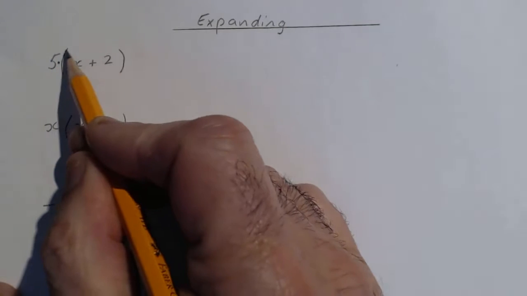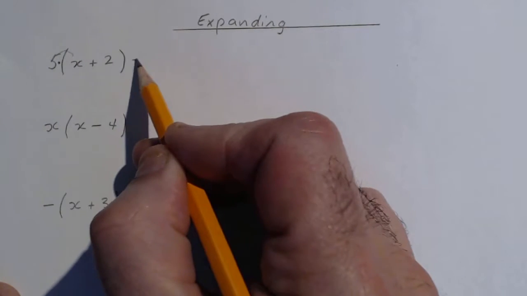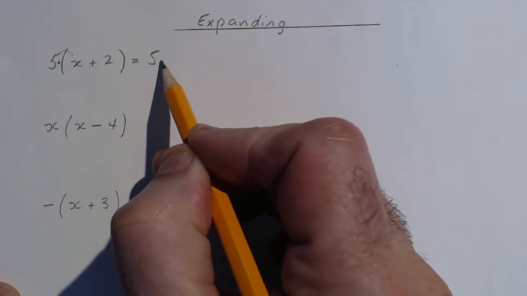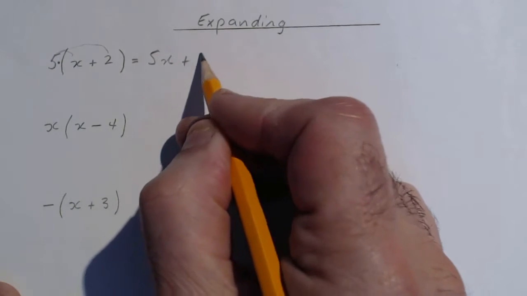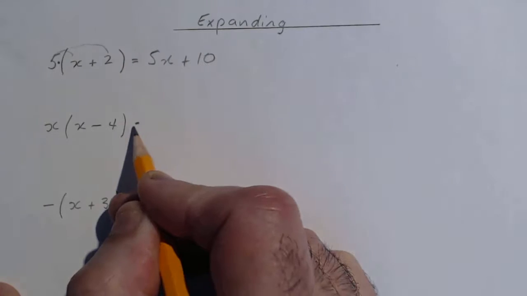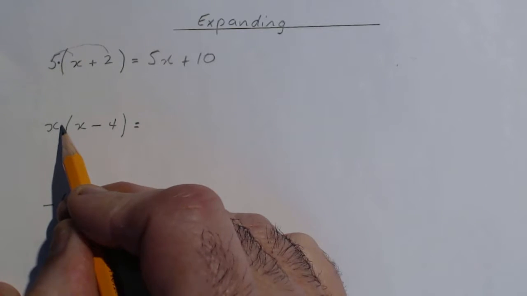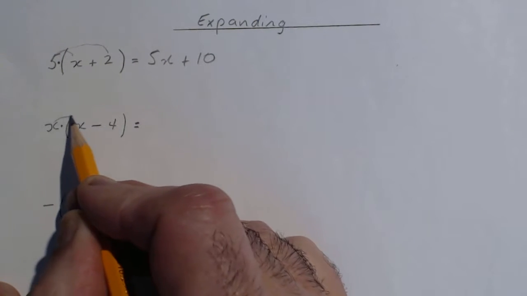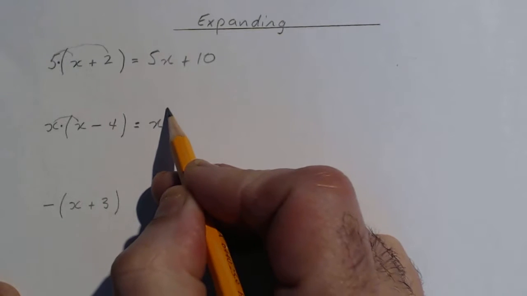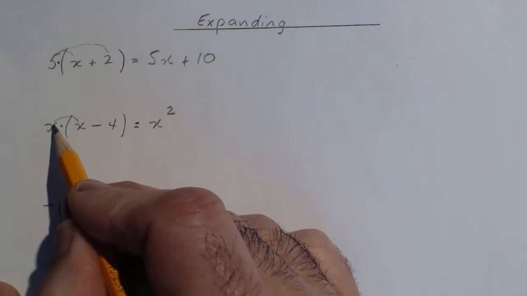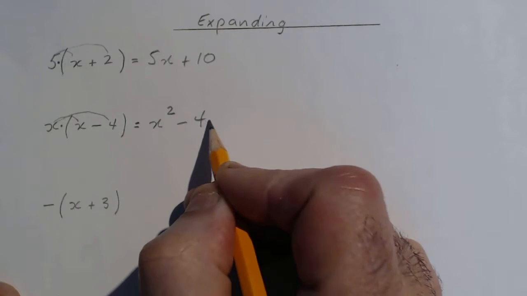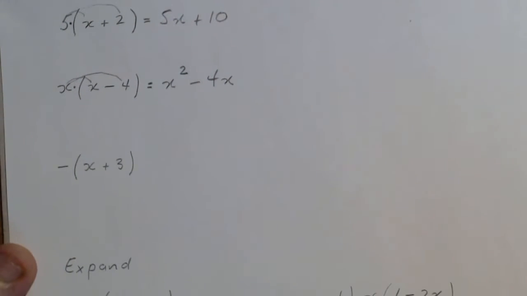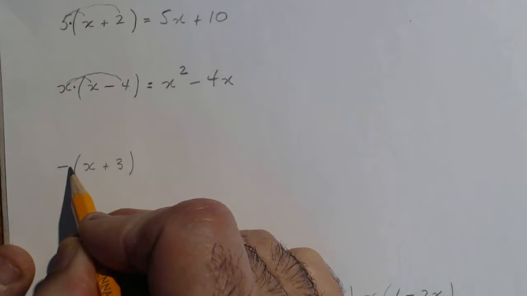So I'm going to go 5 times x, 5x, and then 5 times 2 gives plus 10. The next one means times, so x times x gives x squared. x times negative 4 gives negative 4x. Here, this is negative. That's times.